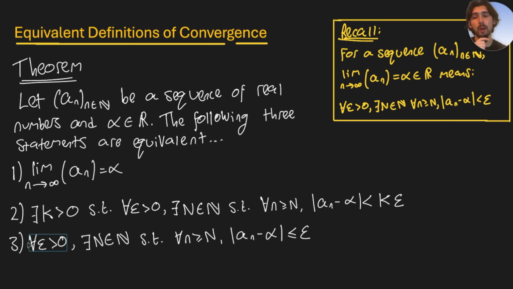And finally, the third one is that for all epsilon greater than 0, there exists a capital N in the natural numbers, such that for all lowercase n greater than or equal to capital N, the distance between a_n and alpha is less than or equal to epsilon. So subtle difference there, less than or equal to epsilon.